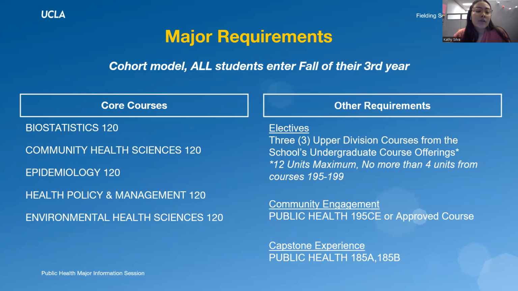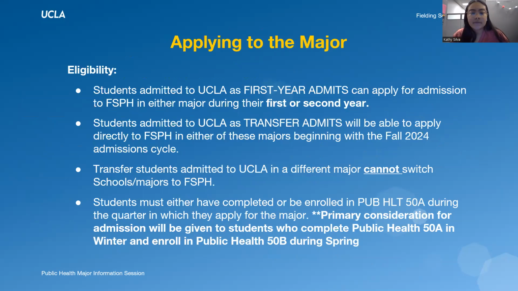And then once you are in the major, there are a couple core courses that everyone will have to take, and it's really just an exposure to all of our departments. So it's going to be the 120 series in biostatistics, community health sciences, epidemiology, health policy and management, and environmental health sciences. Now your electives is where you have some flexibility, so you can take 3 upper division courses from the school's undergraduate course offerings. You will have a community engagement component as well as a capstone experience. And then I'll pass it over to Eden to talk more about that process of applying to the major.